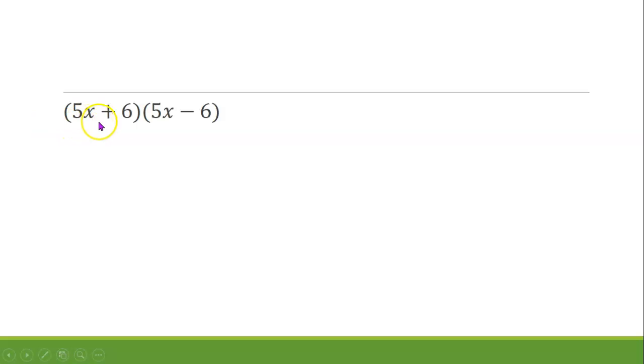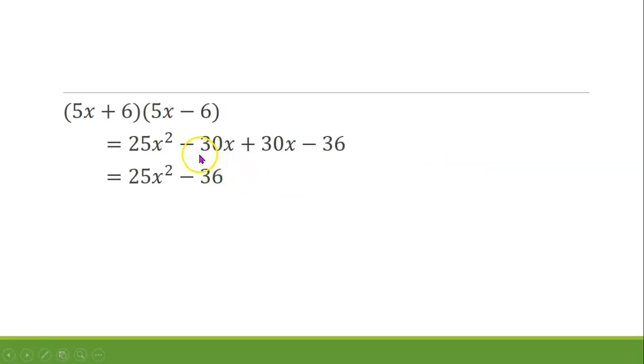How about this one? 5x plus 6 times 5x minus 6. Okay, first we get 5x times 5x. That's 25x squared. On the outside, we get minus 30x. On the inside, we get plus 30x. And last, we get minus 36. And that simplifies to, well, the minus 30x and the plus 30x just add up to 0. They kill each other off. So we get 25x squared minus 36.